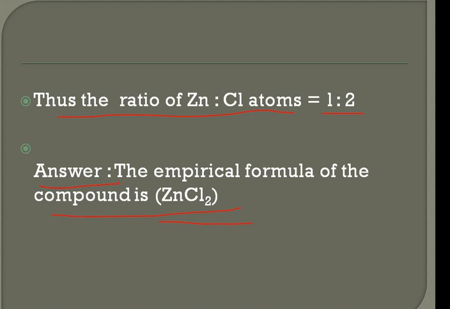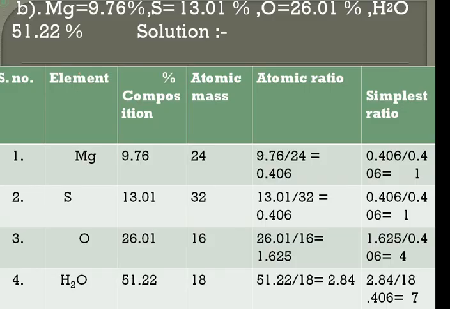Okay, understand this. Now moving on to the next question, our B part. It says that magnesium is present as 9.76%, sulfur is present as 13.01%, oxygen is present as 26.01%, and water is present in it as 51.2%. You need to calculate only its empirical formula, that is, the empirical formula of the compound.